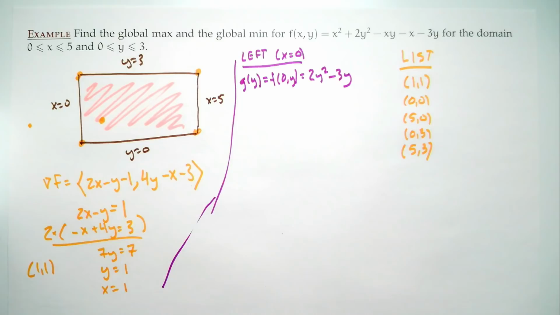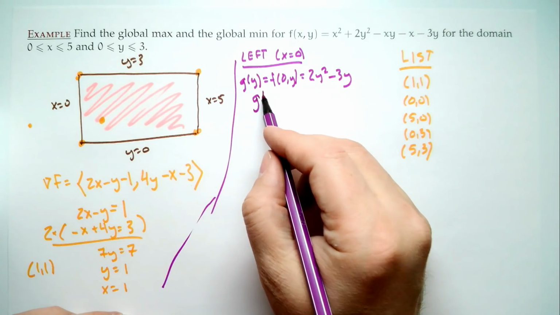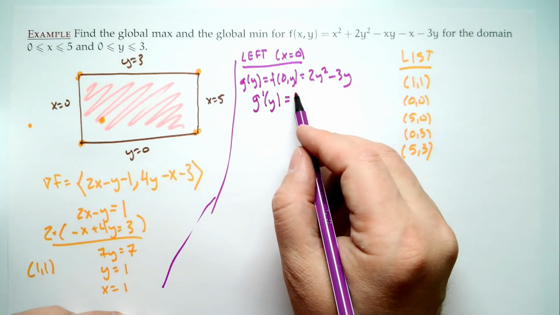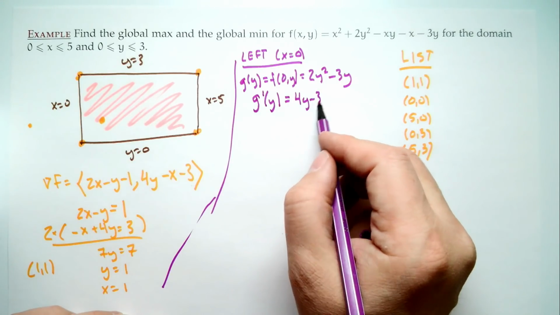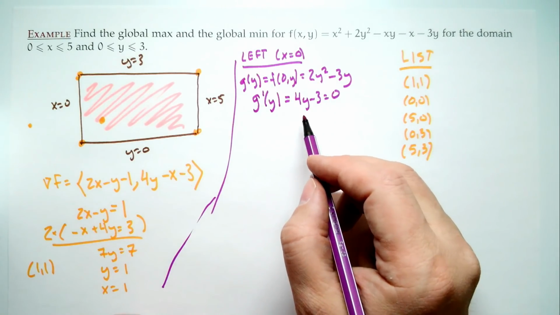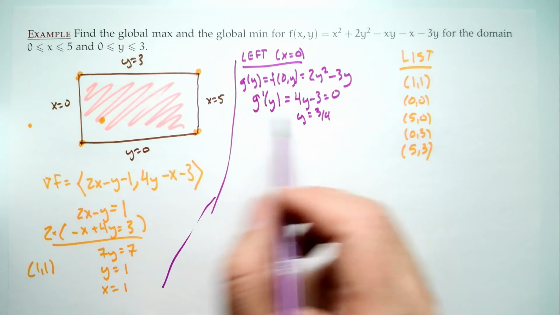Now, what do I do? Well, that's what the function does. I want to find, is there something that's critical about this? Which means, what do I do? First derivative, just like with a normal function. Take the first derivative, g prime of y: 4y minus 3. Set it equal to 0, and what do you have? Y equals 3/4. Well, we know that x equals 0, y equals 3/4.